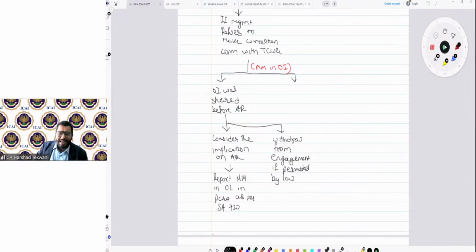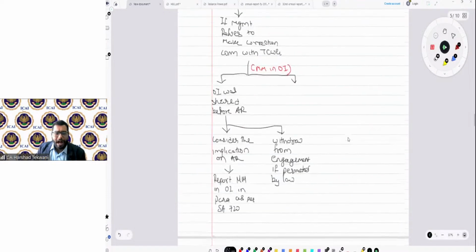But in case of listed entities, there is a specific requirement on when you can withdraw and when there is a prohibition on withdrawal from the engagement. So for listed entities, at times it will not be possible to withdraw from the engagement.